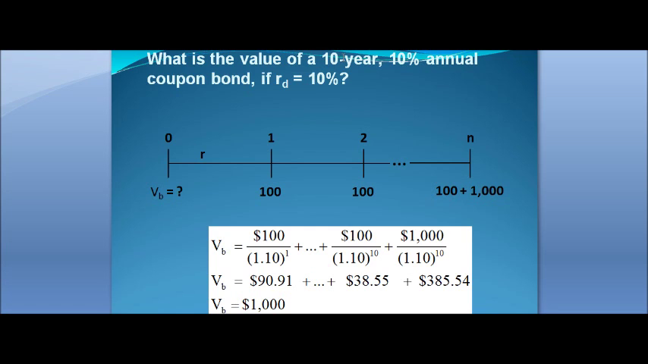So for the 10-year period of time, we'll be receiving a $100 interest payment each year, and at the end of the 10th year we will receive the $1,000 back. These are the future cash flows for the bond. If we discount all these future cash flows back into the present value, we get $1,000. It means all these future cash flows are worth $1,000 today.